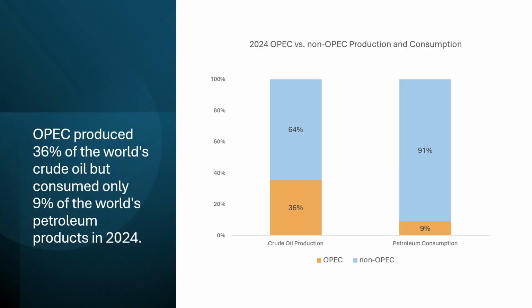The OPEC members control oil market prices by setting the production quotas. In addition, the members coordinate oil policies and ensure profitability for oil producers and stable oil supply for the consumers. In 2024, OPEC countries produced 36% of world's crude oil, but consumed only 9% of the world's petroleum products.